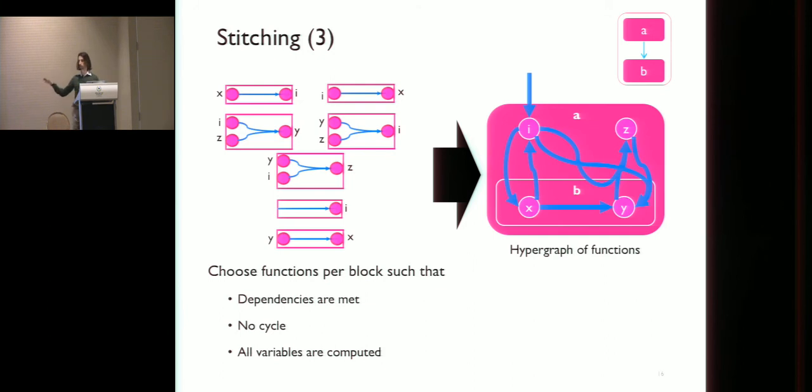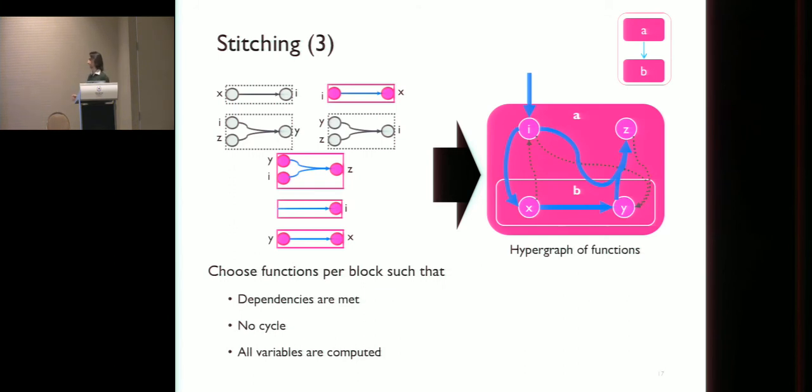We want no cycle, because those represent impossible executions. And we also need to make sure that we select one function for all variables to be computed. So these are the 3 key criteria. Now for this example, it's enough to select these 4 functions here. And by composing them with each other, I get a bigger function, my layout engine.